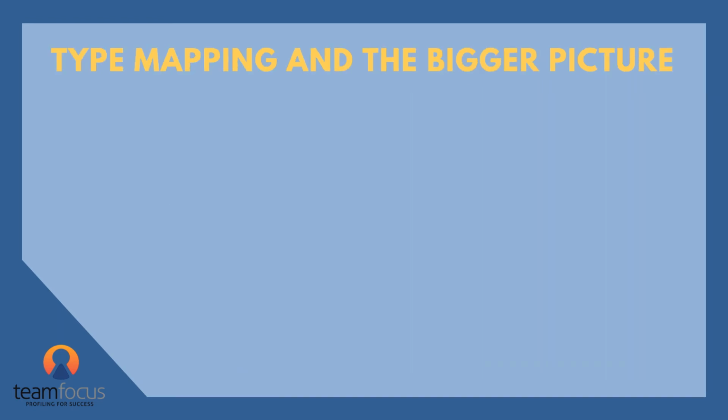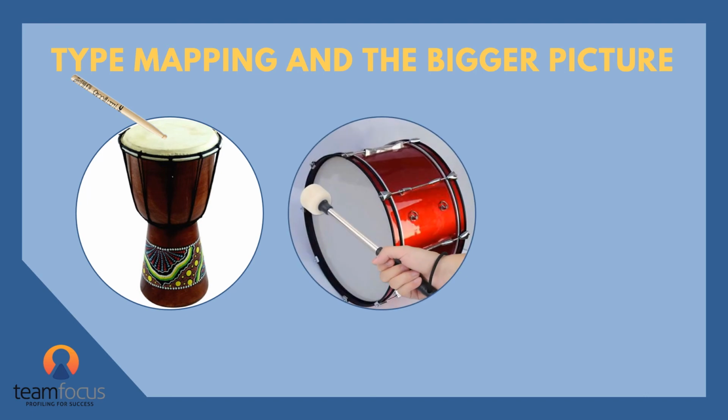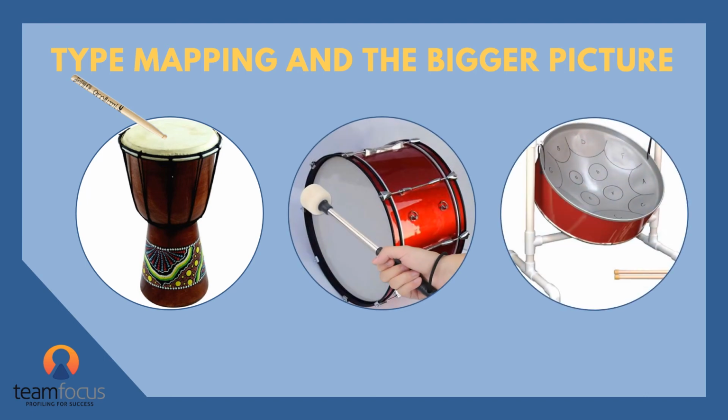And type mapping is part of an even bigger picture. It recognizes complexity. It sees personality as one of several components of a person's identity, represented here by a drum that resonates when hit by the environment. And we are all different drums, making different sounds.